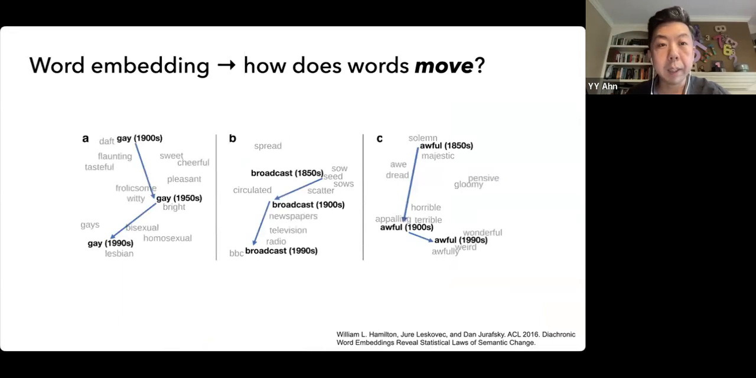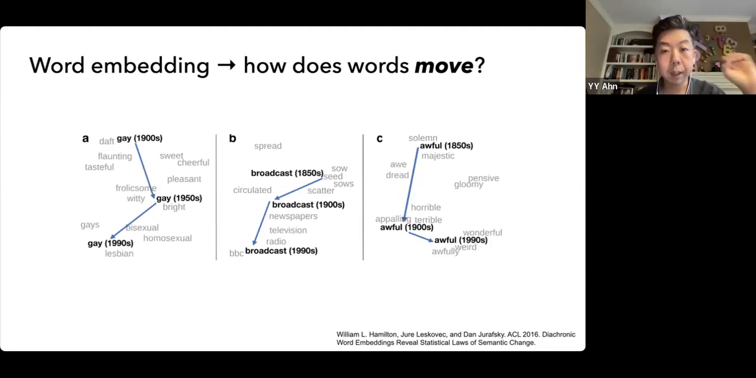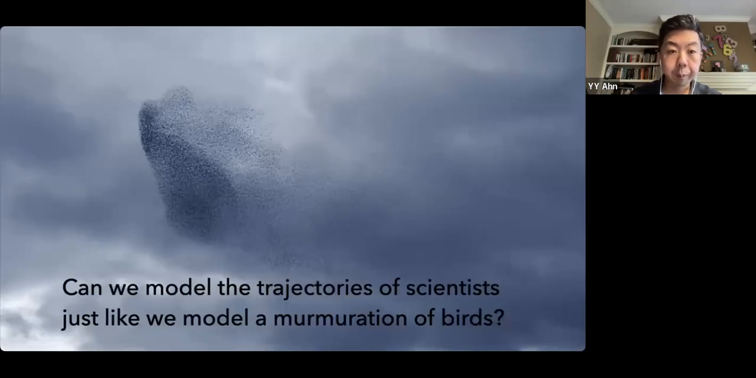if you're thinking about word embedding, it allows us to think about how words move in the space. For instance, the word gay has moved drastically in the space of words, and its meaning has changed a lot. And it's easy to think about this type of question because we can imagine the space of words where words live and similar words are close together.